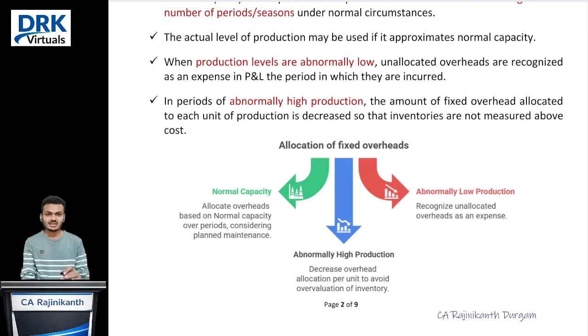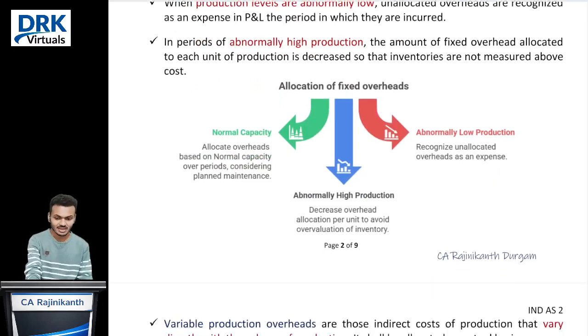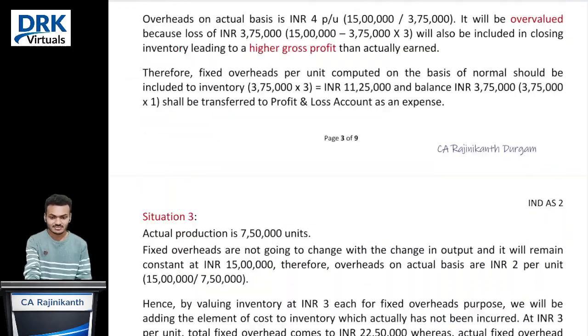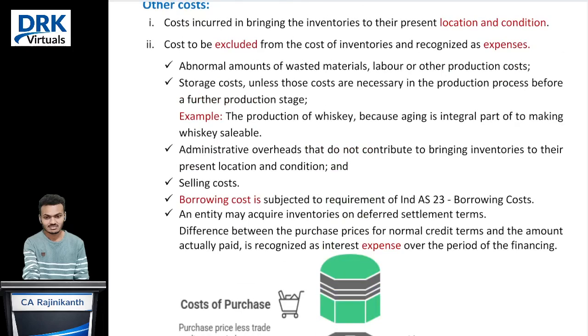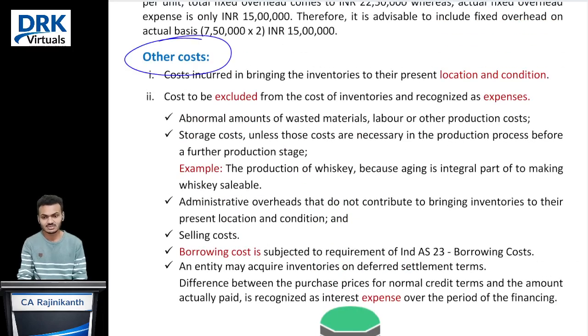Suppose our actual output is 7 lakh and normal capacity is 5 lakh. In this case, allocate the fixed cost on the basis of actual output. Fixed cost divided by actual output, you will get the per unit value. Allocate the same to the actual output. So this is what the standard is saying. Clear? And next one is, what is that? Other cost, correct?